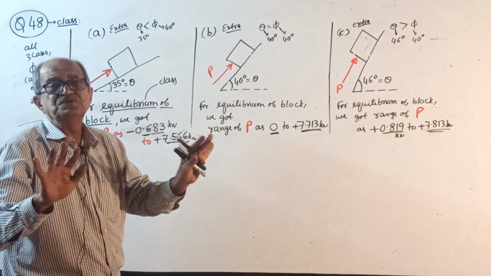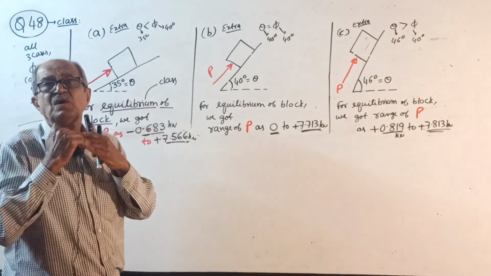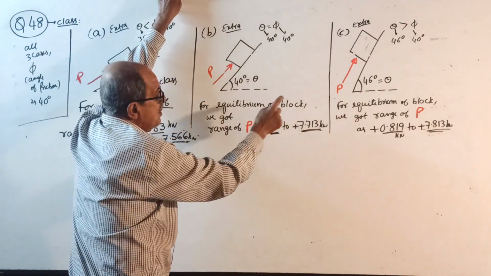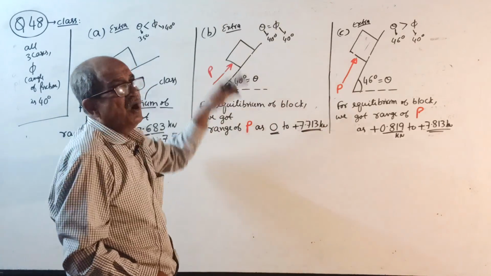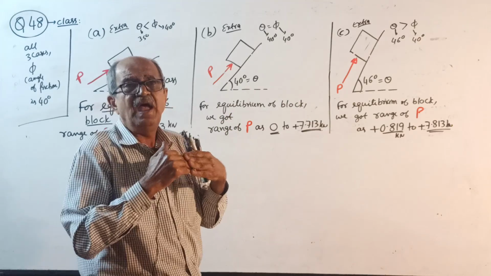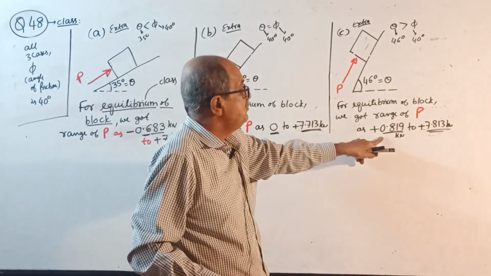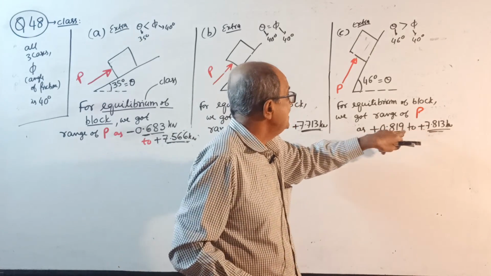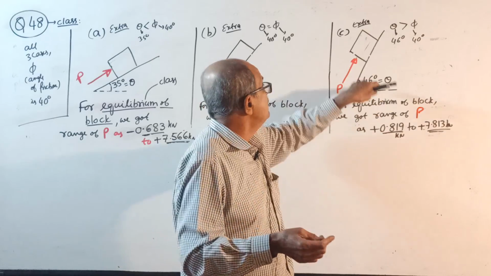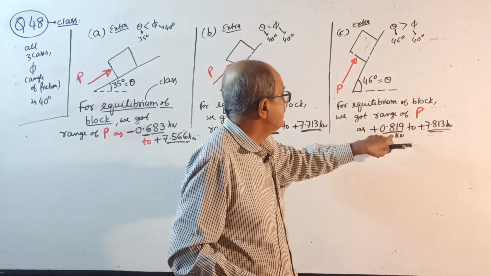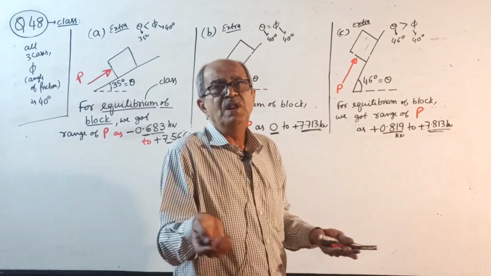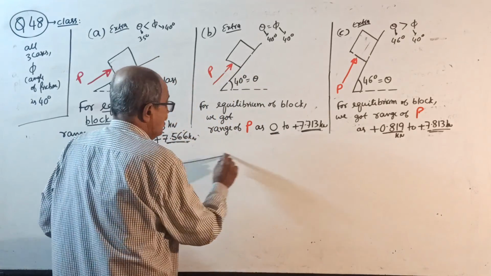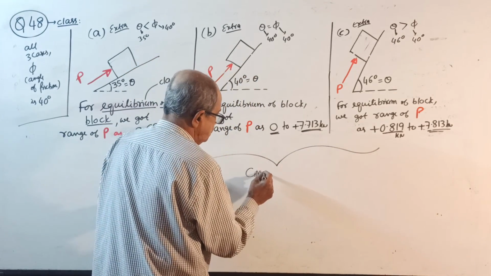If you apply any force, it will be in equilibrium. It will neither slide down nor move up here. If you apply any force above 0 but up to 7.713, the body will be in equilibrium. It will not slide down and it will not go up here. If you apply a force of 8.819, any force between these two, see, if you apply less than 0.819, it will slide down. So any force you apply between these two values, the body will not slide down and also it will not move up. So completely concept. See, this is how you learn the subject.